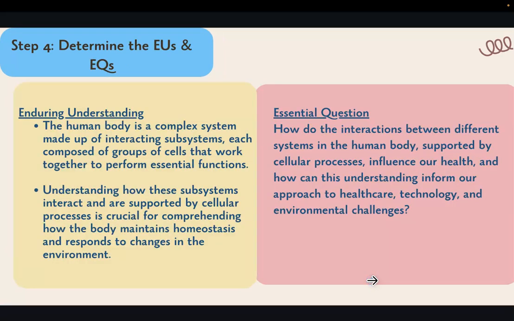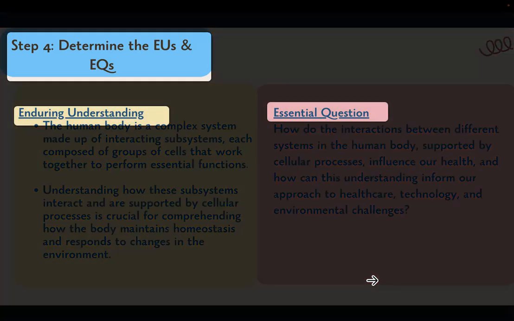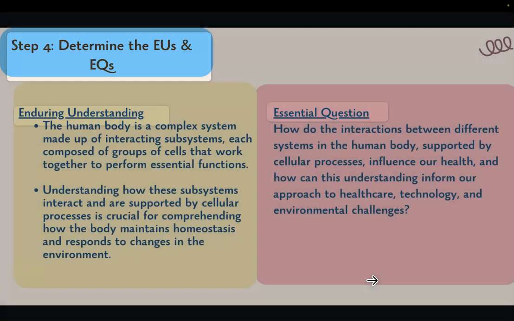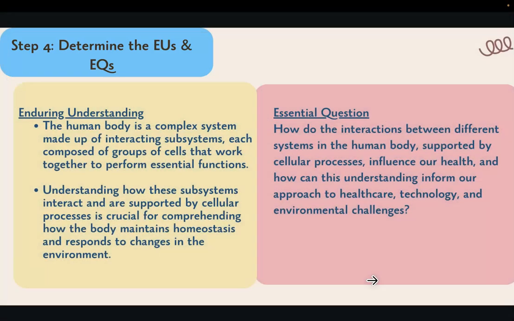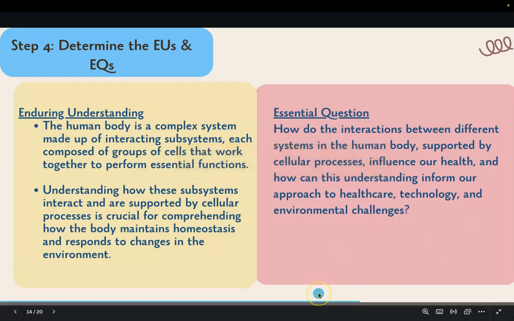Then after that, step 4 here, these are what my EUs and EQs would look like. And the thing with EUs and EQs, I think we can play around with them. Sometimes you write one down and you're like, it sounds good. How could I elevate it? So again, that constant thinking it through and discussing it to elevate your EUs and EQs. So this is what mine looks like.